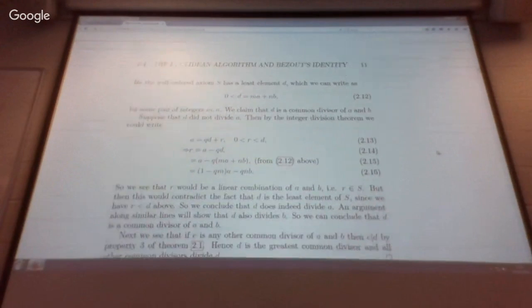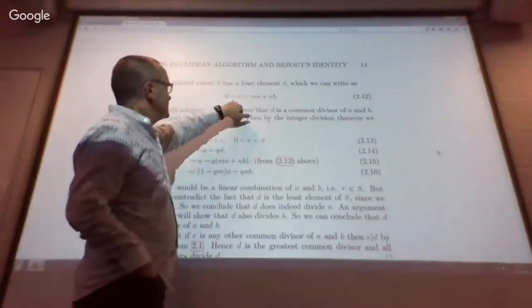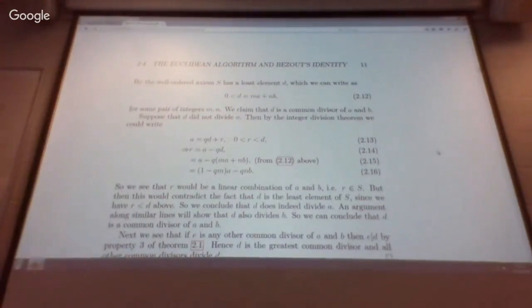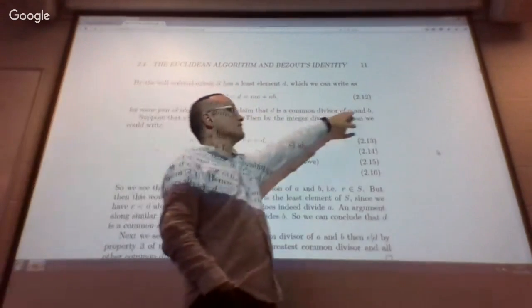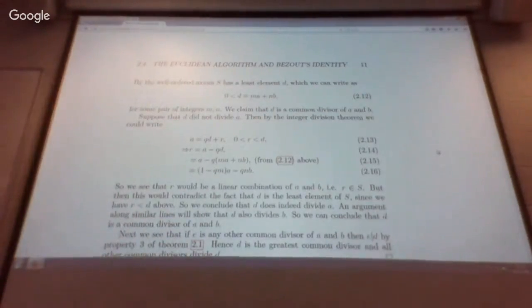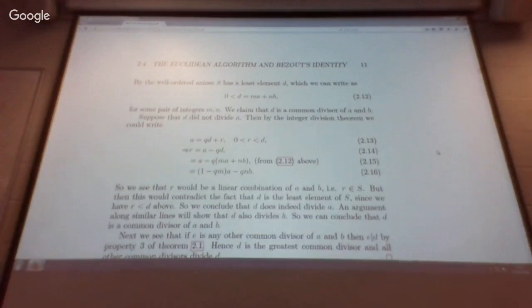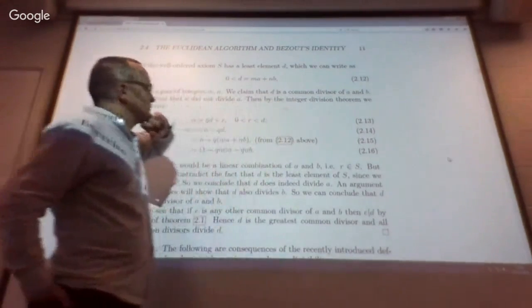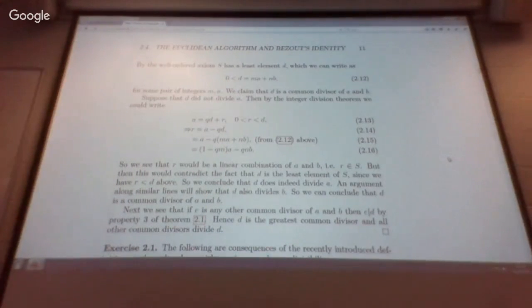So how do we prove that? By well-orderedness, S has a least element D. It's in S, so it is a linear combination of A and B. The claim is that D is the greatest common divisor of A and B, and we prove it using proof by contradiction. We're first trying to prove that it is a common divisor, and we'll establish the greatest part later on. So it's proof by contradiction.